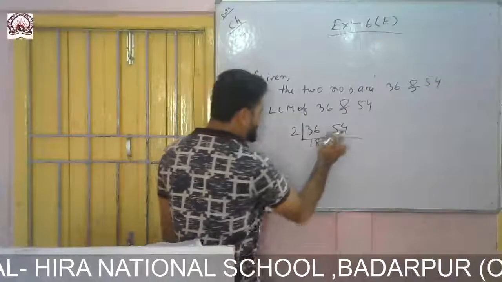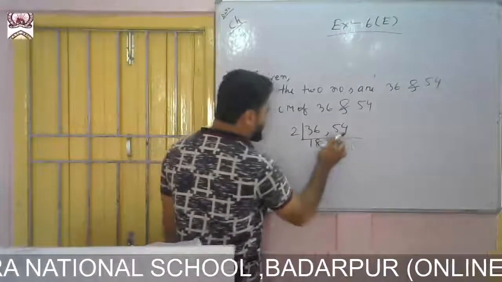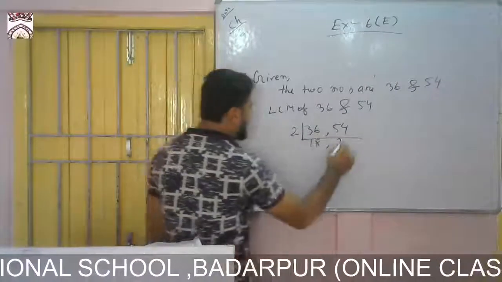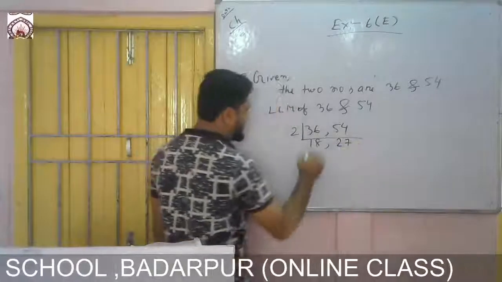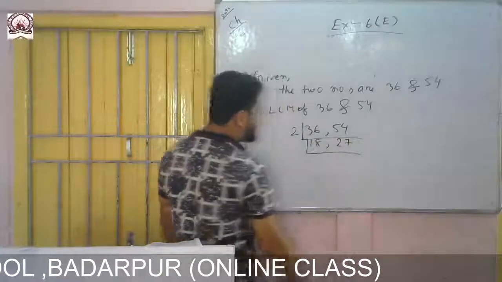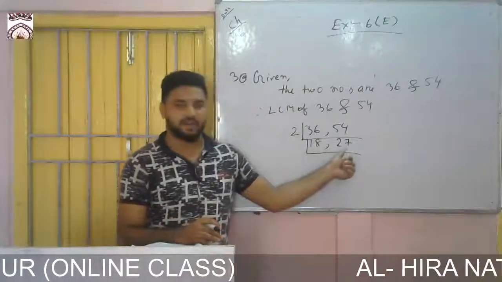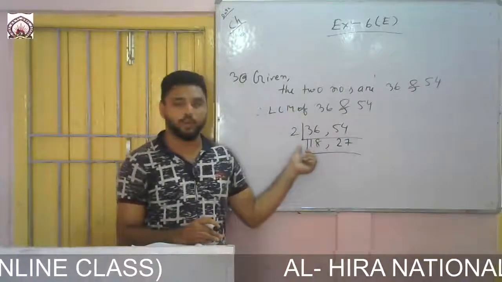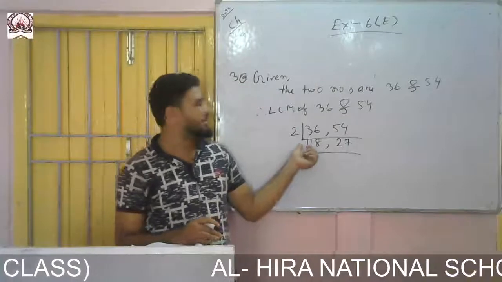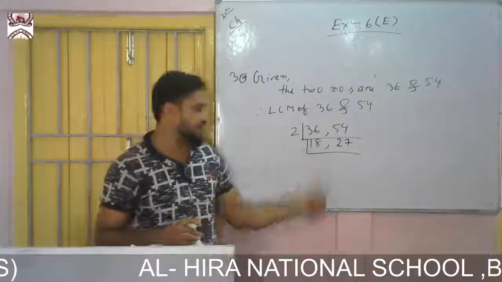So 8 2s are 16. Now come to that one. 2 2s are 4, remain 1, 14. 2 7s are 14. Now you see this 18 you can divide by 2 but not 27. So you cannot take 2 here. We need to take 3. So let us start with 3.